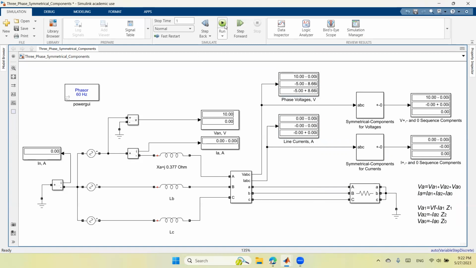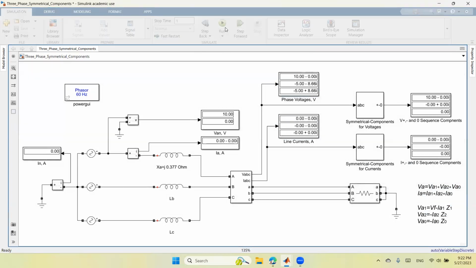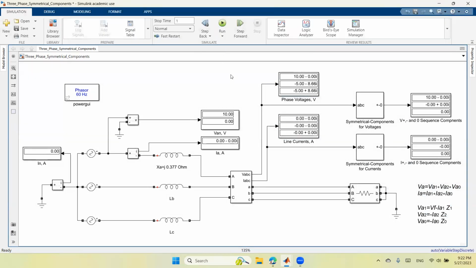So let's run the circuit. I'm selecting the simulation time to be only 1 second. So I run the circuit, and here we have the circuit. Since we have a large amount of resistance, this condition looks like an open circuit condition. Open circuit condition.